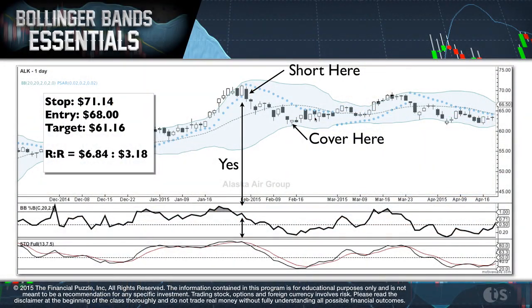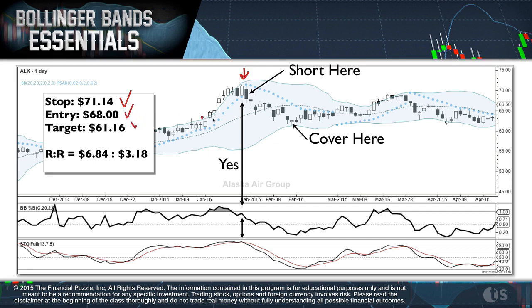So look at how this worked. If we use the whole system that I just shared with you, use your parabolic stop. You see that little dot right there? Every one of your charting software should give you the dot in the same spot. And when you see that dot, that's where you're going to set your stop right there. So in this case, that stop would be at 71.14. Our entry was about $68.